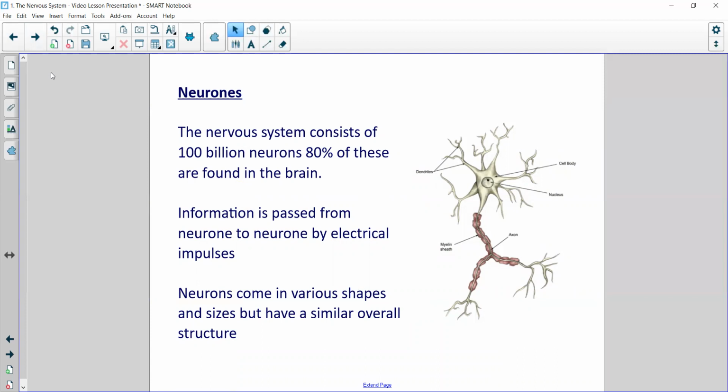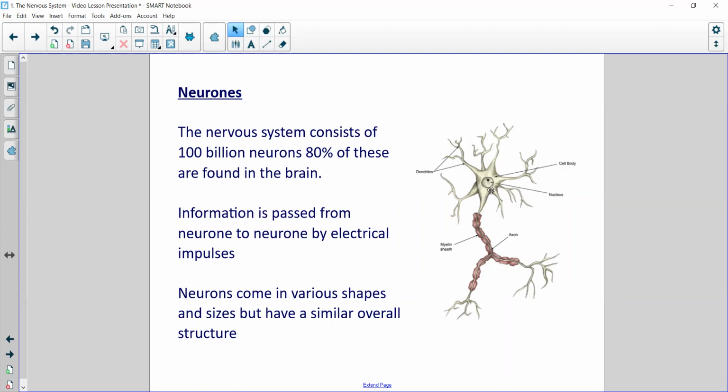So remember, we learned in a previous topic that cells can become specialized, and when they become specialized, they may change their appearance, and their appearance is usually a structural adaptation to help the cell do what it's supposed to do. So nerve cells are neurons, and the nervous system consists of about 100 billion neurons, and 80% of those are found in the brain. So the brain is a really densely packed organ that is made up of neurons. Now, information is passed from neuron to neuron by an electrical impulse.